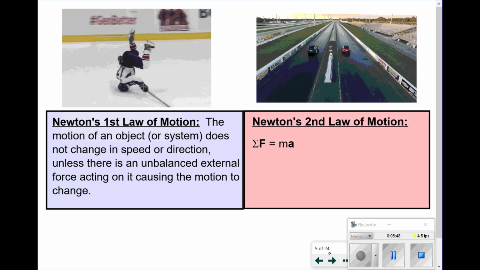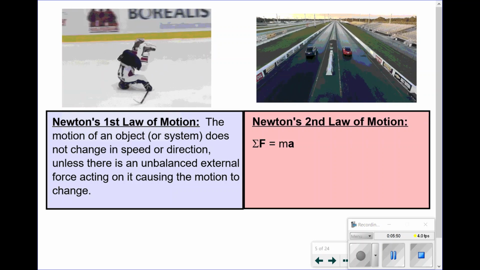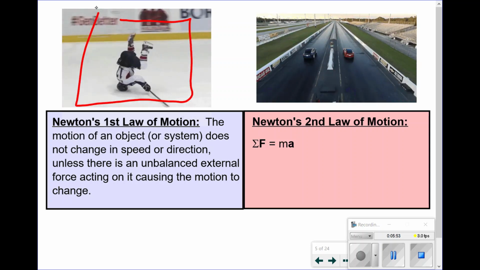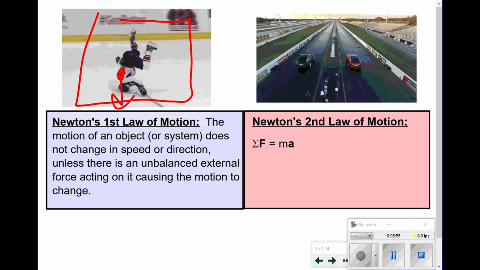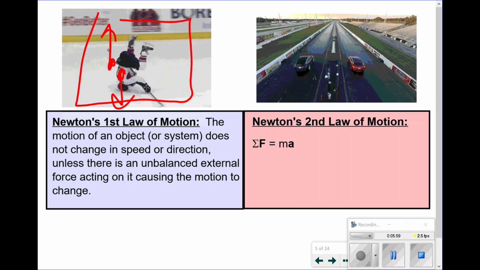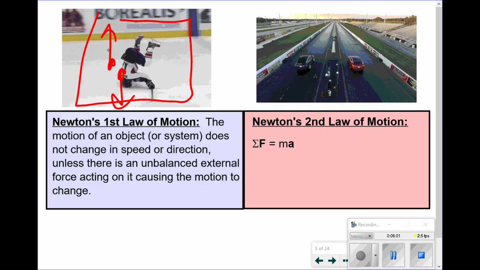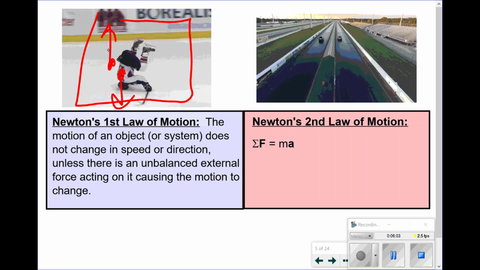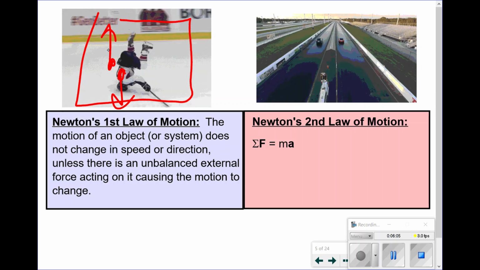So here I have a person again sliding on ice, and there is a force of gravity pulling down on them. There is a force of the ice pushing upwards, but there's no real friction or other force there. And so this person moves in a straight line with a velocity that is relatively constant.